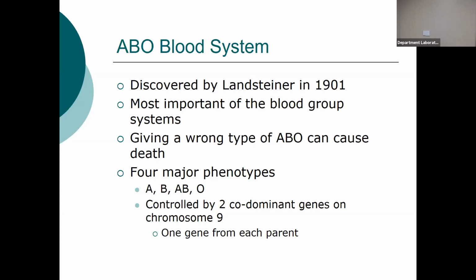Because AB patients don't have any of the ABO antibodies, they are what we call the universal recipient. They can get A, they can get B, they can get AB, and they can get O. Okay?